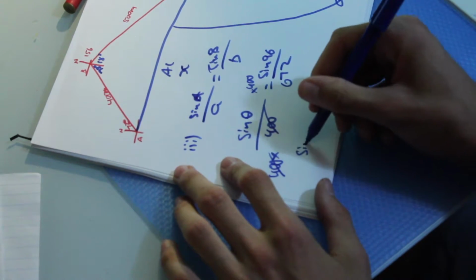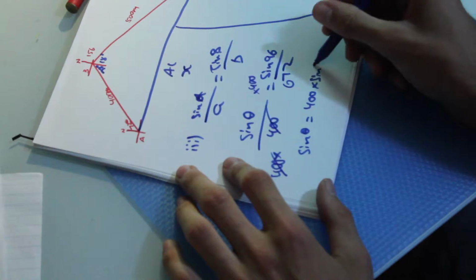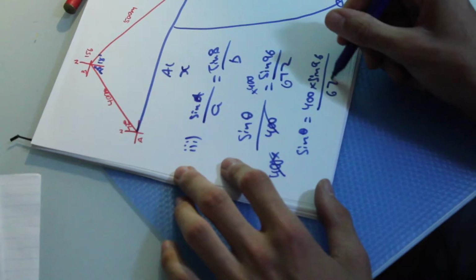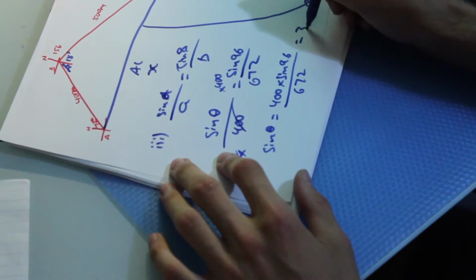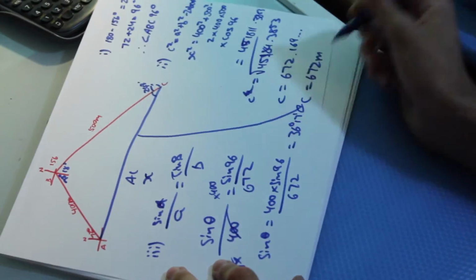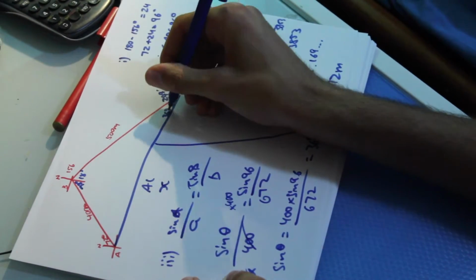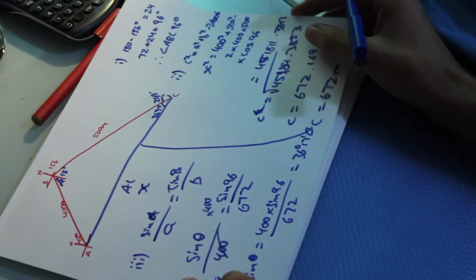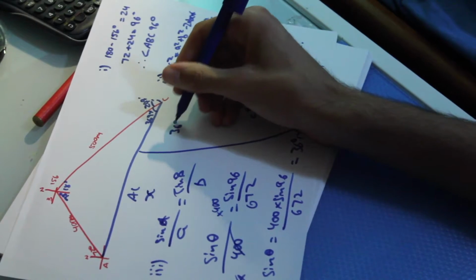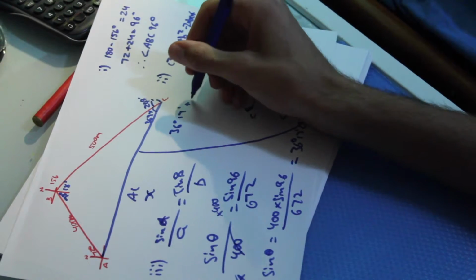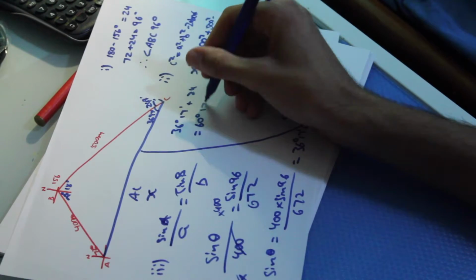So now sine theta is equal to 400 times sine 96 over 672. Now that's going to equal, on our calculator, 36 degrees and 17 minutes. Now that gives us the angle here, which is 36 degrees and 17 minutes. So now we're going to add them together, so it's now 36 degrees 17 plus 24, which will give us 60 degrees 17 minutes.